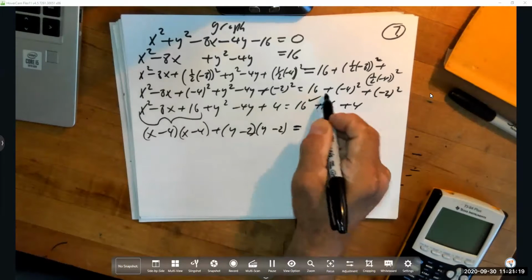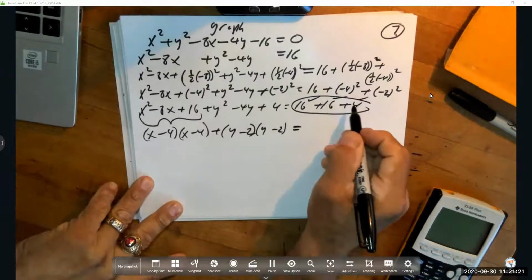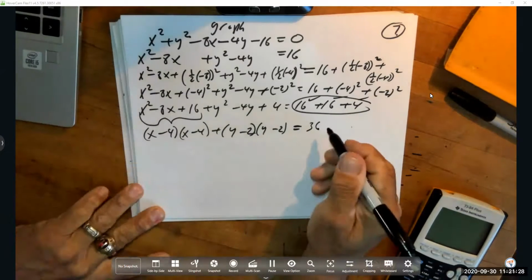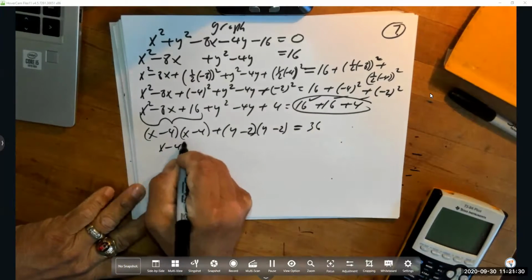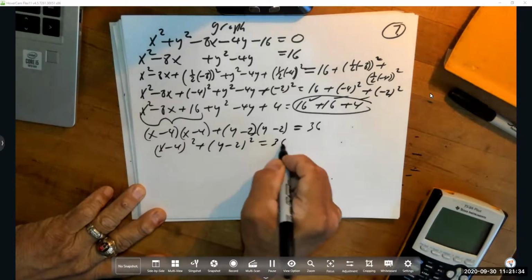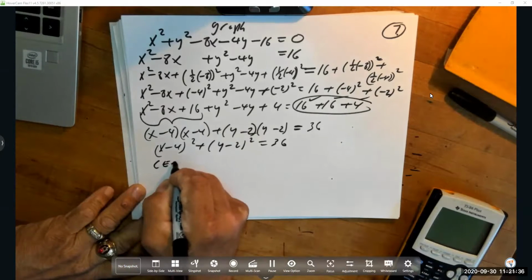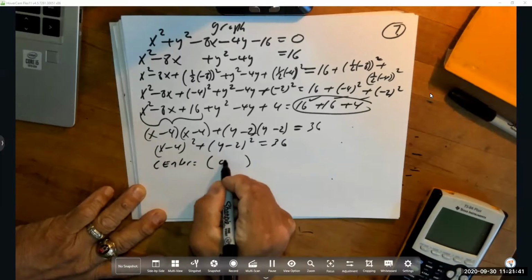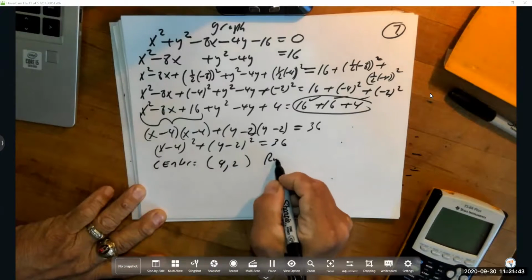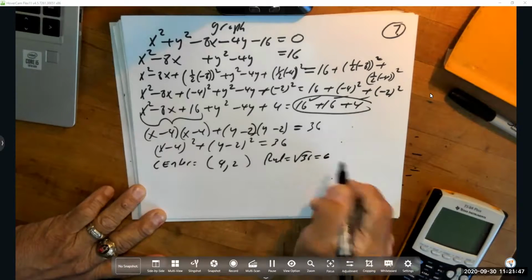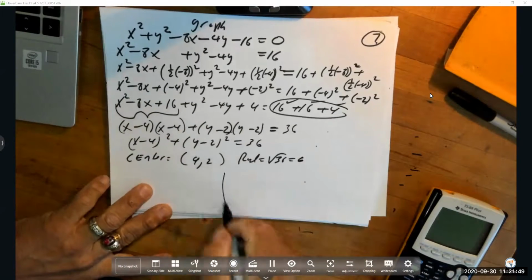And over here, add these numbers up: 16, 4, 16, 16, and 4. On the calculator, add it up. What do you get? 36. Good job. So (x minus 4) squared plus (y minus 2) squared equals 36. So the center is what? 4, 2. And the radius is what? Square root of 36 is how much? 6.